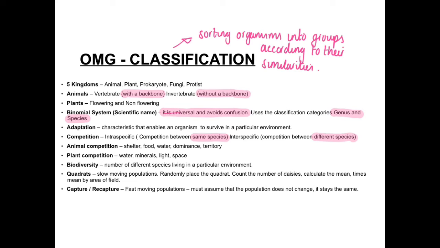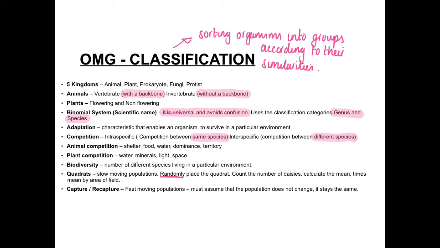Then we've got quadrats, and we know quadrats, okay? We went out in the field, or we didn't go out in the field, but we could go out in the field to do it. And it's for slow-moving populations, so for like slugs, or for populations that don't move, and we look at the daisy. So for the method, first thing you need to do, you need to randomly place the quadrat, okay? You can't decide where you're going to place it. You need to randomly place your quadrat in the field.